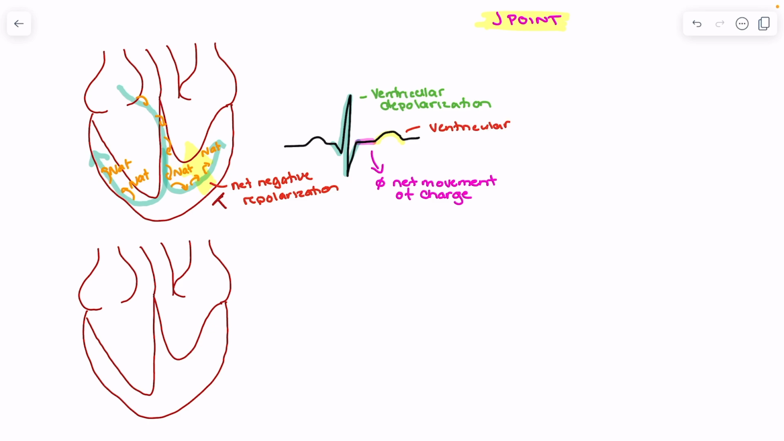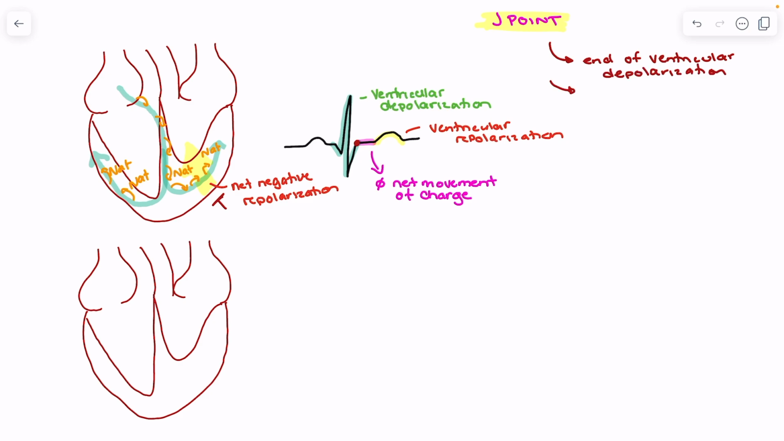The important thing to recognize is that the J point and the ST segment are really related to the end of ventricular depolarization and the start of ventricular repolarization. When we look at our ECG, our J point is right here. The J point marks the start of that rest period before we have ventricular repolarization. It is that point in time that marks the end of ventricular depolarization.